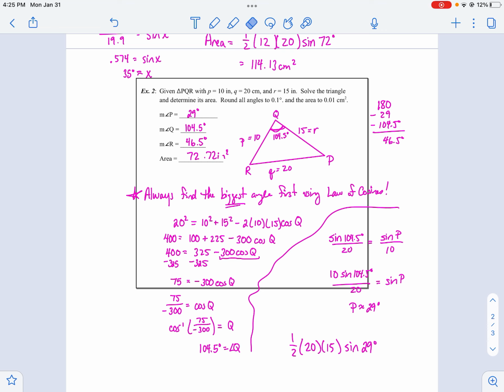I think we're in centimeters, aren't we? Yep, centimeters. Right? Or actually, it looks like I've got a mixture of units up here, don't I? Whoops, that was a typo. All right, we'll go with inches then. So we'll say inches squared.